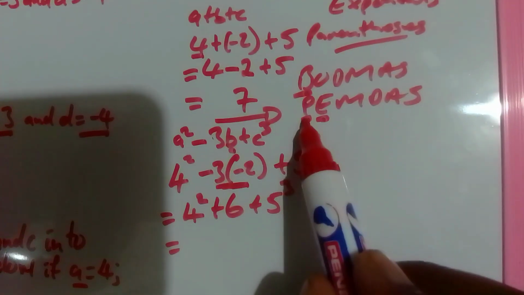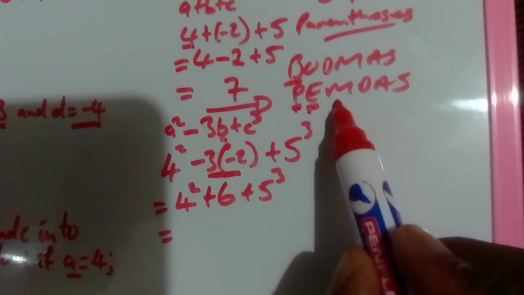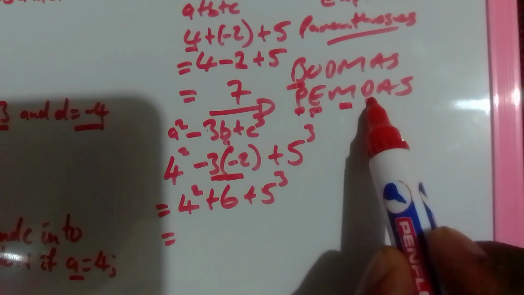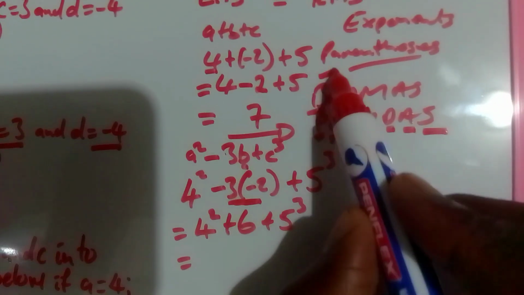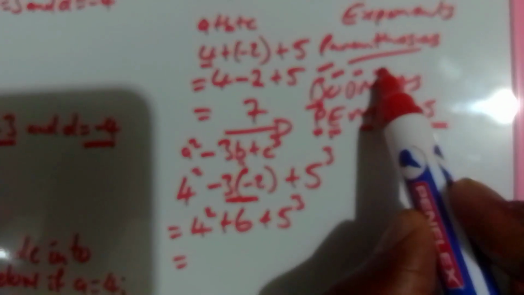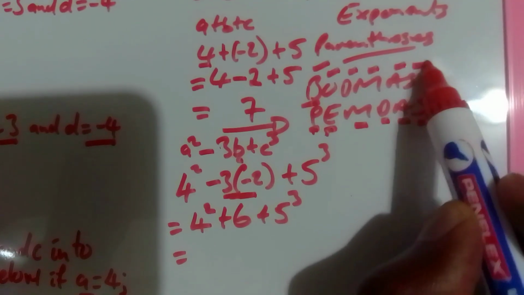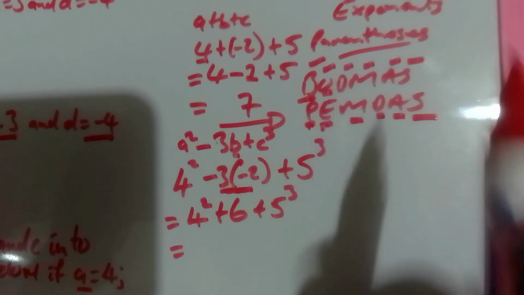PEMDAS says parentheses, exponents, multiplication, division, addition, and subtraction. BODMAS stands for brackets, orders, division, multiplication, addition, and subtraction. The orders means exponents.